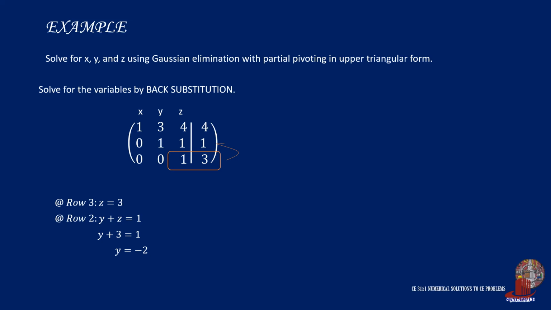For variable x, we also have another back substitution extracting the first row, which is interpreted as x plus 3y plus 4z is equal to 4. Plug the values we computed earlier to have x plus 3 times negative 2 plus 4 times 3 equated to 4. Simplify the constants to have x minus 6 plus 12 is equal to 4. And with another transposition, we have x is equal to negative 2.